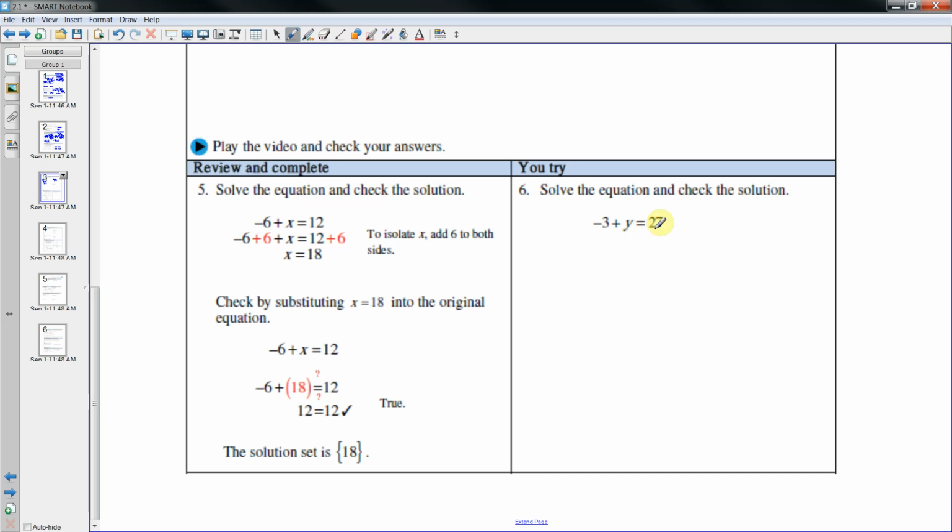So if I've got negative 3 plus y equals 27, to cancel out negative 3, I'm going to add 3 to both sides.